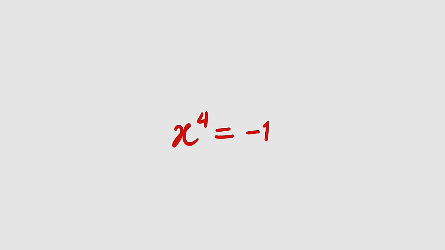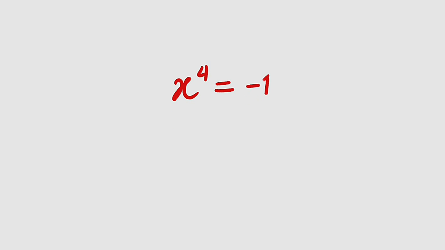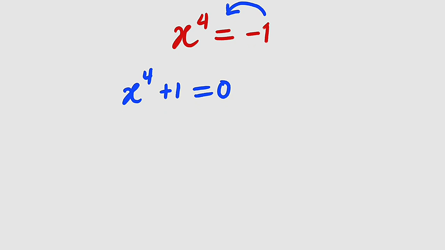We have many different ways to solve this problem, but I would like to give it a unique approach. First of all, let us take this term to the other side. It will become positive. So we have x to the power of 4 plus 1, and this is equal to 0.